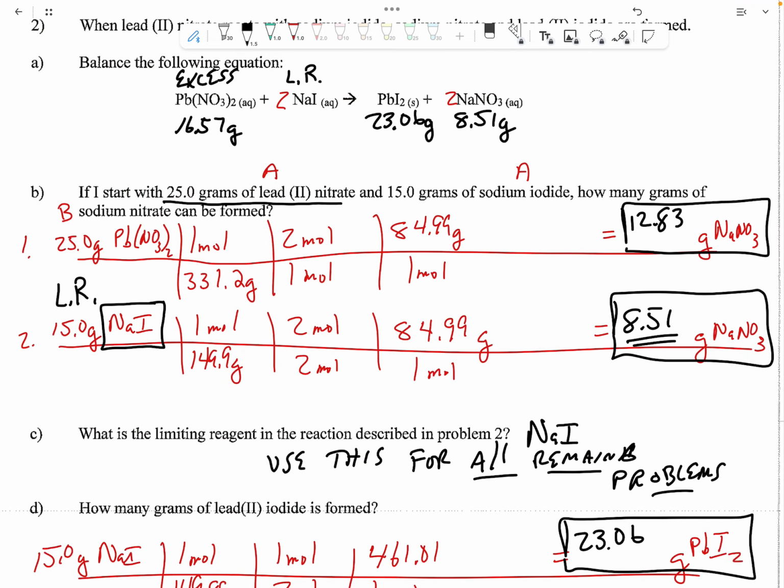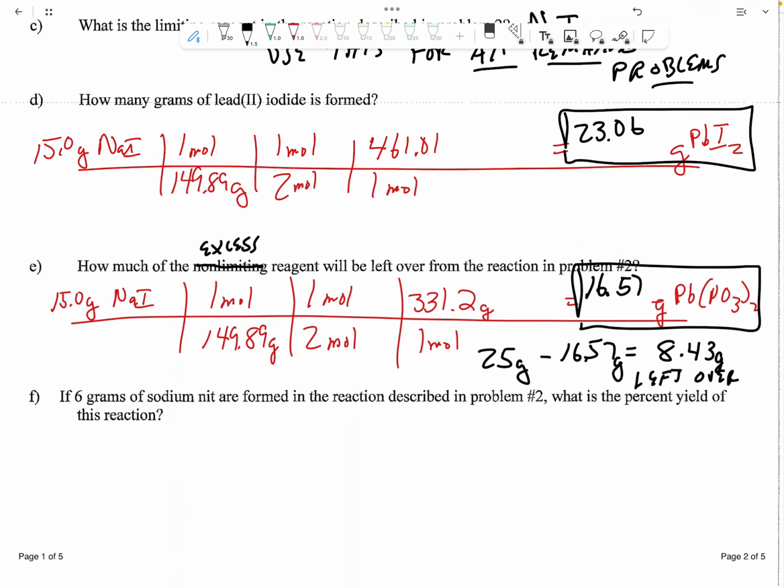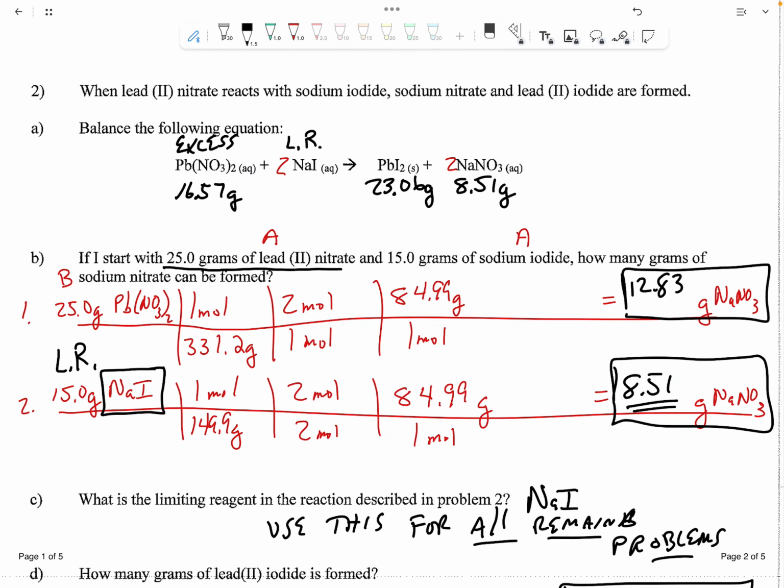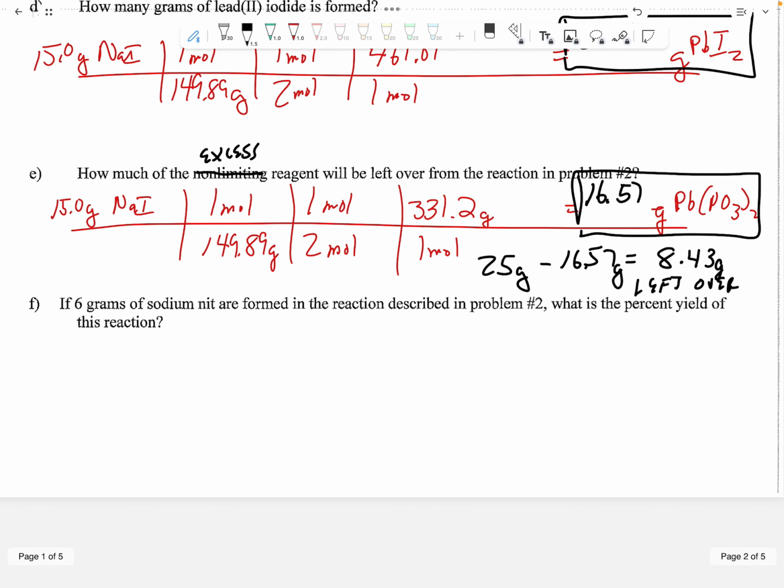Let's see what else we have to do with this. We had a percent yield of this reaction. We'll calculate that in just a second. But we also started with 15 grams of the NaI, and that formed the 8.51 grams of the sodium nitrate. So now for the very last part. If 6 grams of sodium nitrate are formed in the reaction described, what is the percent yield of the reaction?